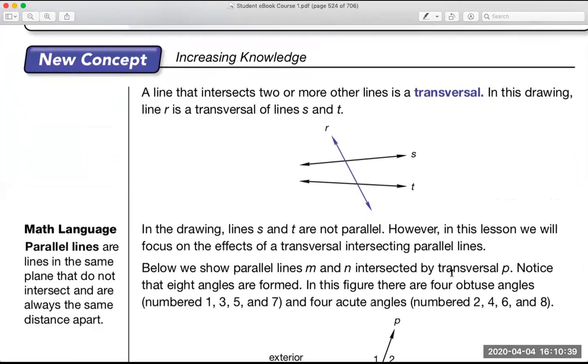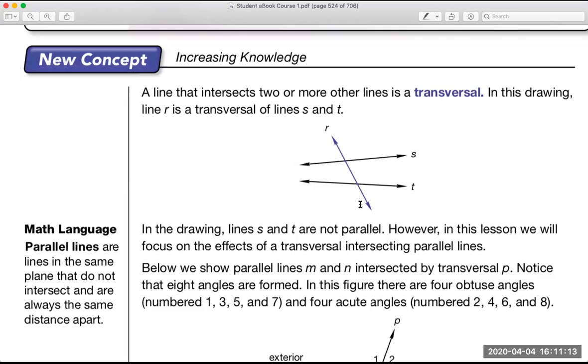That is a transversal. In this drawing, line R is a transversal of lines S and T. Why is that? Because it's two or more lines that are crossed or intersected by another line. That line that intersects two or more lines is a transversal.